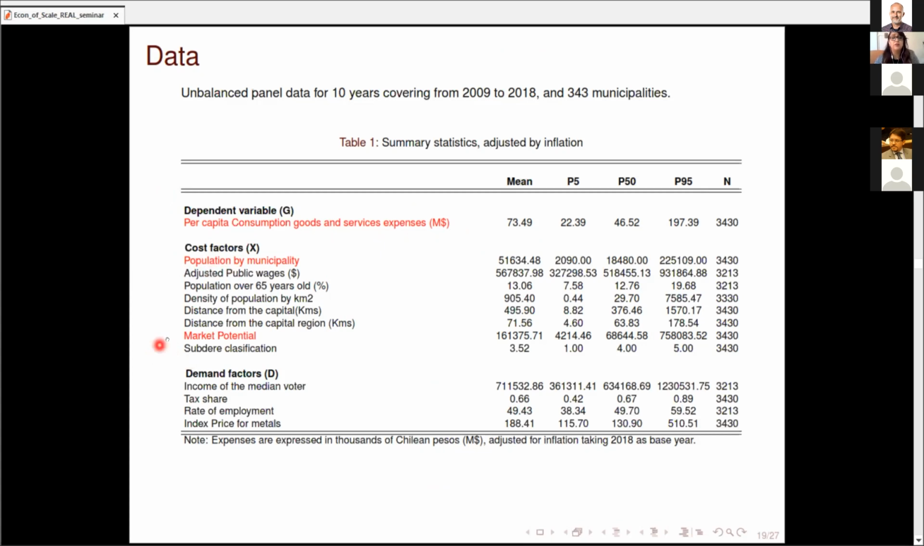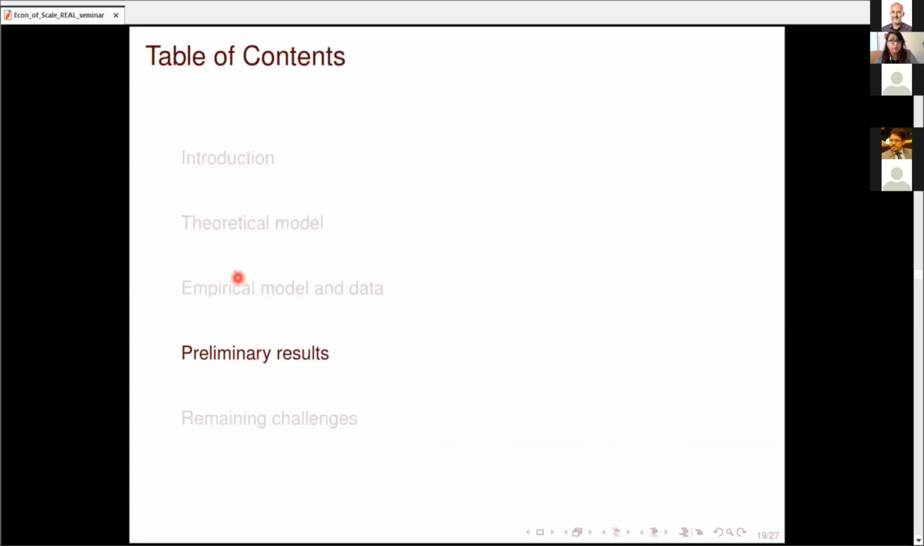And I also want to talk a little bit about the market potential variable. This variable we created using the size of the municipality and the distance between a municipality and its neighbors. A municipality is considered a neighbor if it's located within a 200-kilometer radius. And we're also using other cost factors and demand factors according to the literature.